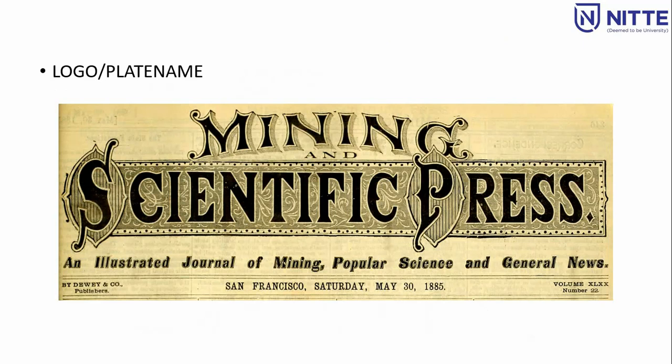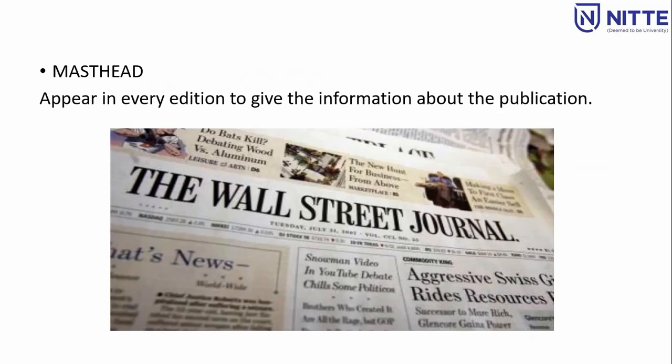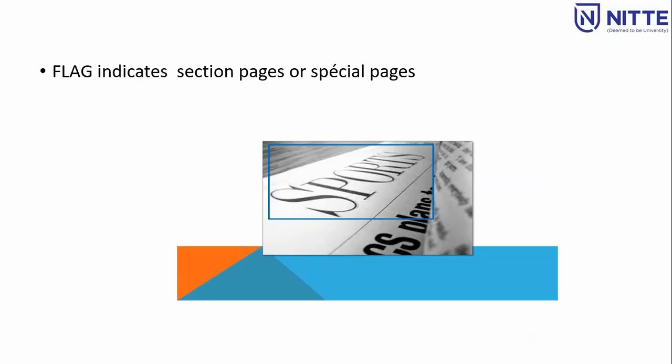This is a logo or a nameplate which appears on the topmost part of the newspaper. Then you have a masthead which appears in every edition to give the information about the publication. The Wall Street Journal, the same way you have the Hindu, the Times of India, New Indian Express and so on. Then you have a flag which indicates the section pages or the special pages.